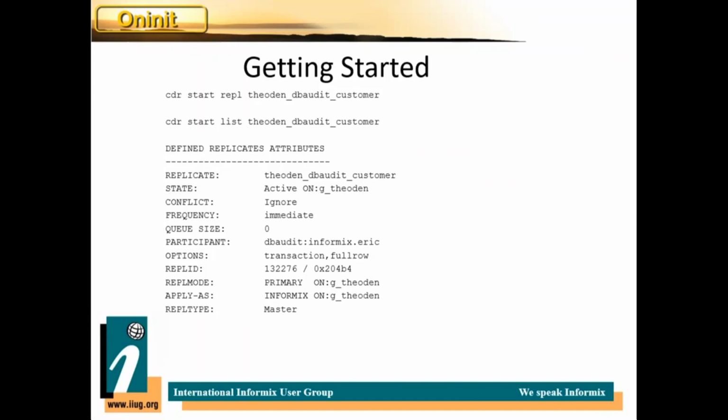We can see what the options are. We're running at full transaction. We're running at full row. Full row, as it suggests, means we will replicate every column within the table regardless of whether it's been altered or not. If you don't use full row, you'll only replicate the data that's actually changed, the columns that have changed.